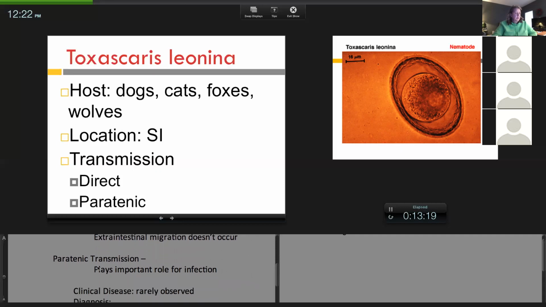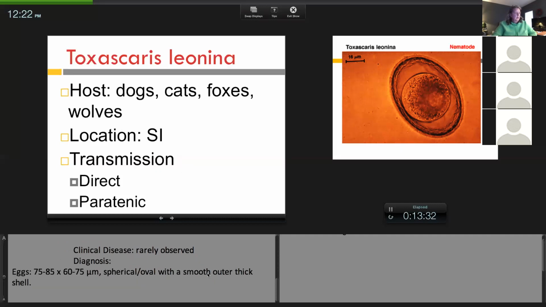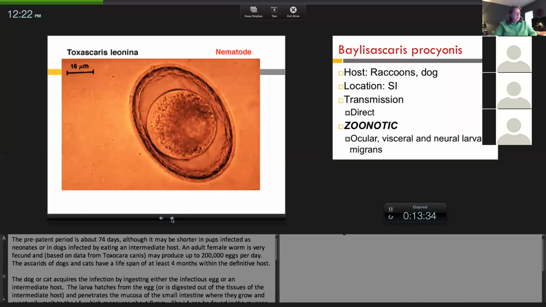Paratenic transmission. So again, potential ingestion or contact with a fox or carcass or something like that you would have to think about. This one again is rarely diagnosed. The difference is it's got that thick shell. It's a little more oval than round. And you can see in the middle, the inside, it's like a little more condensed. There's a little more of this cytoplasm area around it.